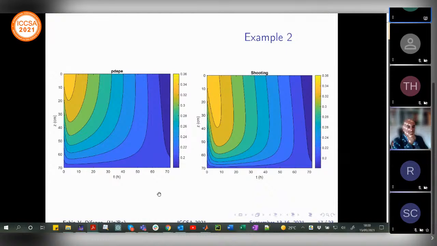Now the behavior again is very, very similar between PDEPE and the shooting, at least qualitatively speaking. One good point for our method is that it is robust with respect to this non-smooth behavior of all the functions involved in the Richards equation, in particular in this case the root water uptake term. So again, we have an analogy.